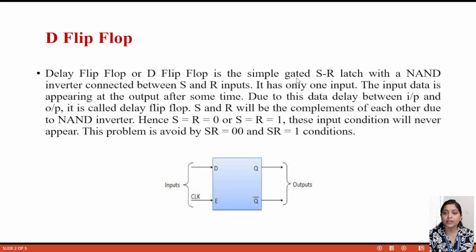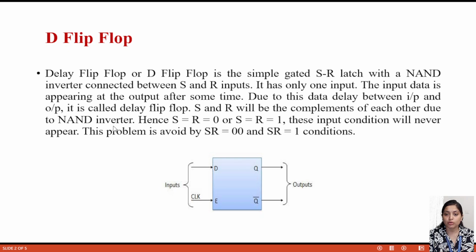It is a simple gated SR latch with a NAND inverter connected between the S and R inputs. It has only one input, the input data, as seen in this block diagram. The clock is common to all flip-flops, so it is not usually counted as an input. The input data appears at the output after some time, so it is called a delay flip-flop. Due to this delay between input and output, it is called delay flip-flop. S and R will be complements of each other due to the inverter.